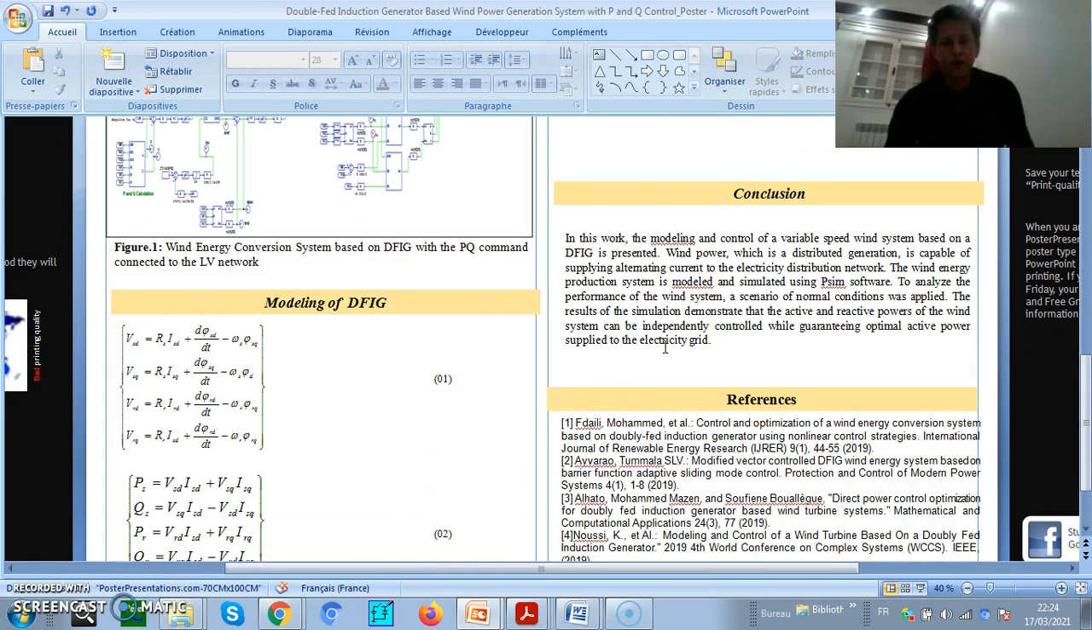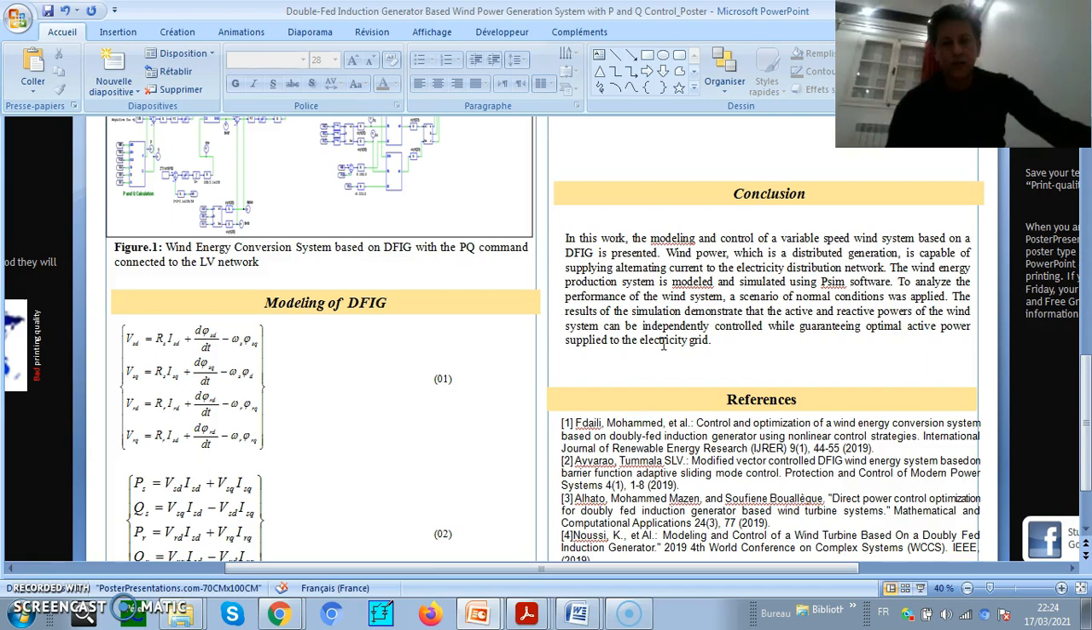Conclusion. In this work, the modeling and control of a variable speed wind power system based on the doubly-fed induction generator is presented. Wind power, which is distributed generation, is capable of supplying alternating current to the electricity distribution network. The wind energy production system is modeled and simulated using Simulink software.